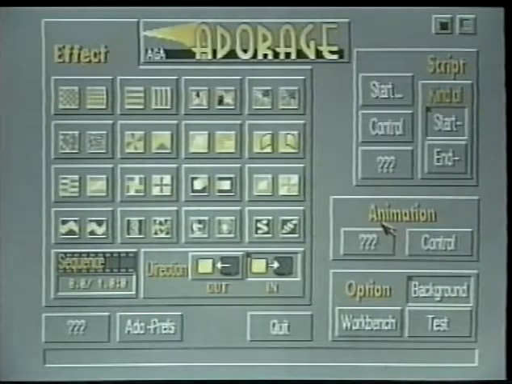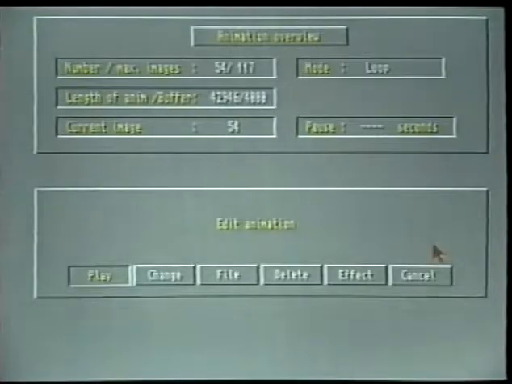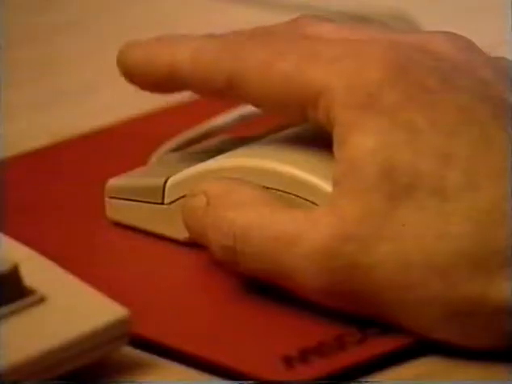Then by choosing Animation Control on the main screen and selecting Play, I can view the animation in real time. The animation is run by clicking the left mouse button.